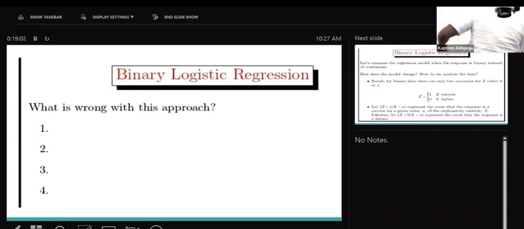This is what happens. I'm going to show you something now. Okay, this is y_i equals beta naught plus beta 1 x.